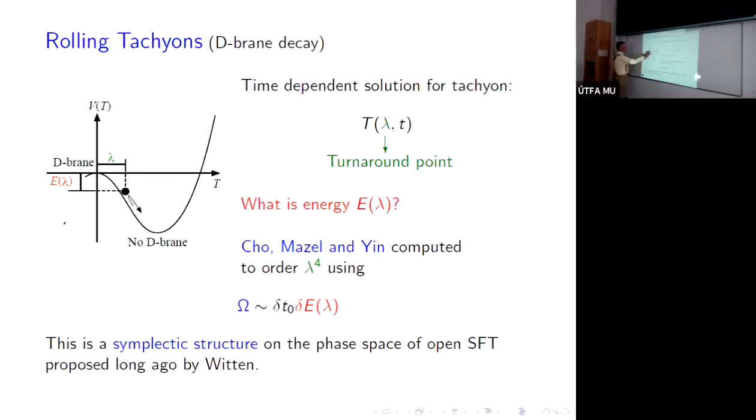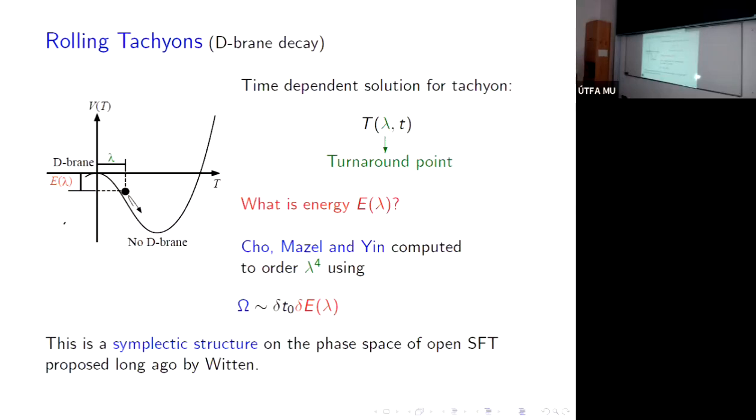And this turnaround point is given by some parameter lambda, which tells you something about the solution. A question that one can ask is, what is the energy of this time-dependent solution as a function of this turnaround point, this expectation value where the tachyon field rolls up, stops, and then turns around? So this was computed a couple of years ago by Cho, Mazel, and Yin in a kind of interesting way.